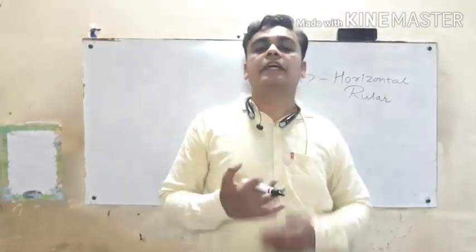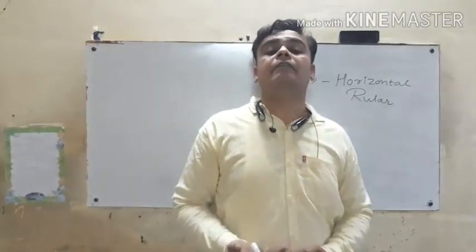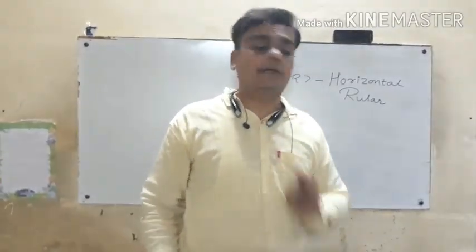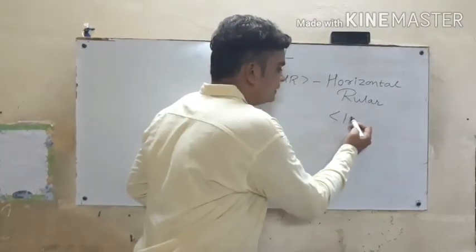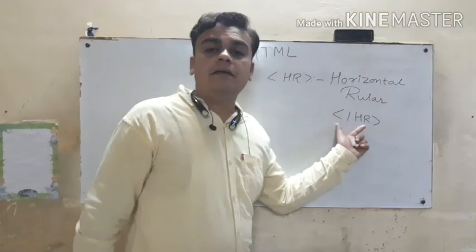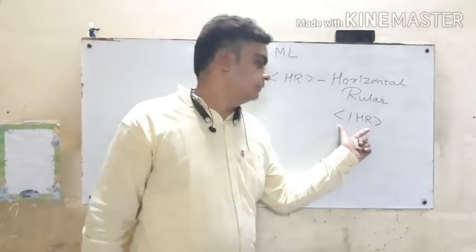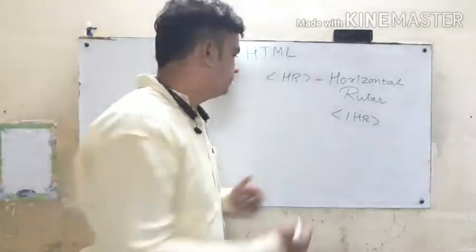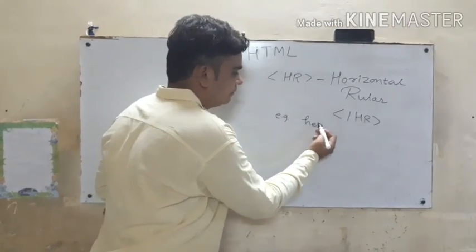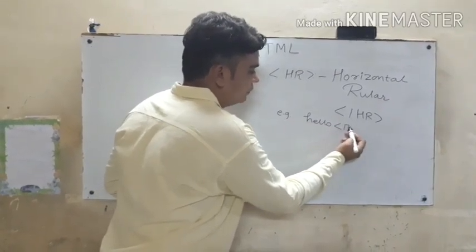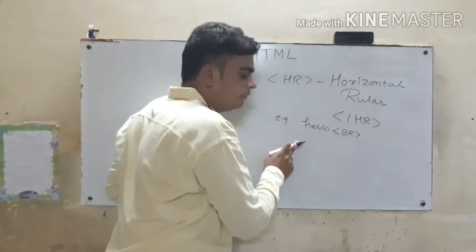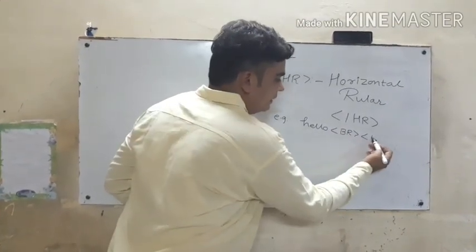So again, we can draw n number of lines in my web page. And one more thing, HR tag is a singular tag, means there is no need to write /HR. Why? Because it is a singular tag. So let me show one example. Suppose here I am going to write down hello, and suppose here I am going to write down BR tag. What is the role of BR tag? It will move the information to the next line.